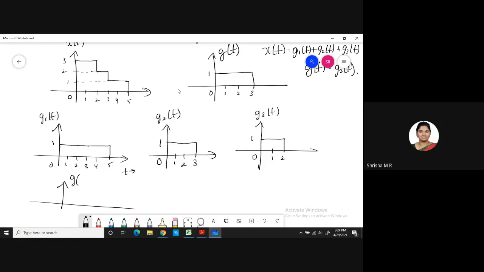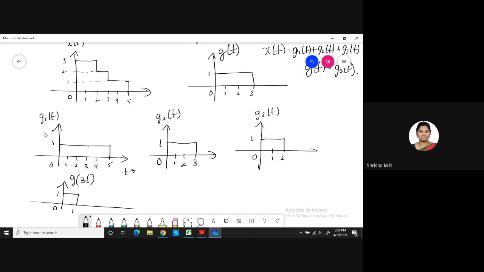g of 3t, correct? If I scale it with an integer, that is 3, I'll have a signal from 0 to 1 with an amplitude 1. Yes or no? Yes, ma'am. So what I have done is I have scaled it with an integer 3 to compress my signal, which was at 3, to 1. Okay.